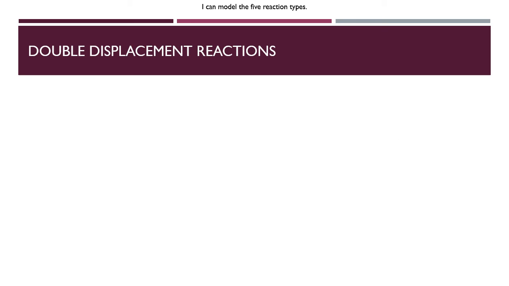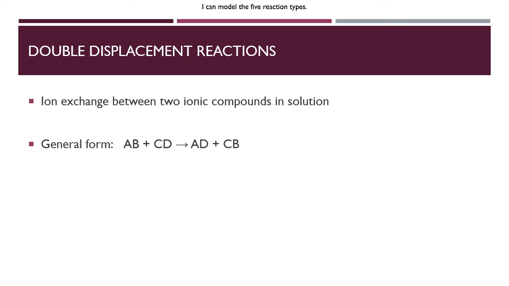Alright, so if we have single displacement reactions, we probably also have double displacement reactions, and that is in fact the case. So a double displacement reaction is whenever we have an ion exchange between two ionic compounds that happen to be in solution, so they're dissolved. And so here's a general form, a generic equation of this. And notice what we have here. We have two compounds, AB representing one compound, CD representing another compound. And all that happens is the ions exchange partners.